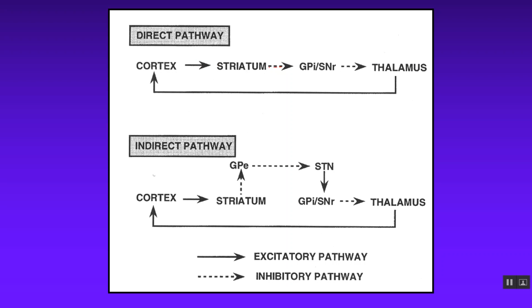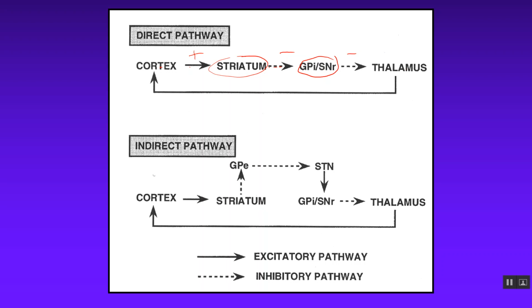So let's follow the path through the direct pathway first and see why it increases output or motor output back to the cortex. Okay? So remember, the signal starts in the cortex. It goes to the striatum, which is the input nuclei. The cortex excites the striatum. The striatum is inhibitory to the processing nuclei, globus pallidus internus, substantia nigra reticularis. And the processing nuclei are inhibitory to the thalamus.